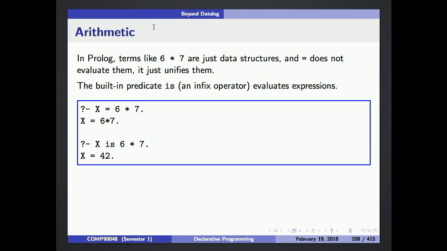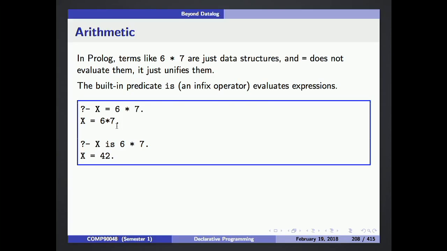If we write 6 times 7 in Haskell, what we're saying is apply the function times to these two numbers, 6 and 7. But in Prolog, it's different. It's more like times is just some data. It's just a times term which has two arguments, 6 and 7, right? So if I ask X equals 6 times 7, I get, yep, X equals 6 times 7. Just exactly that same term, yeah?